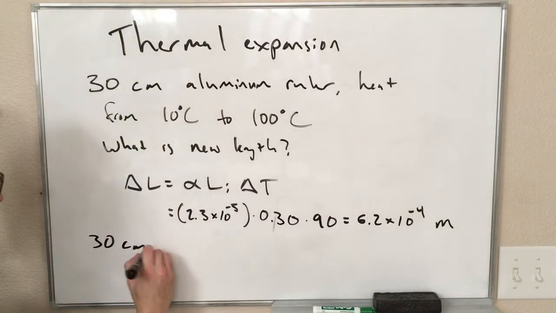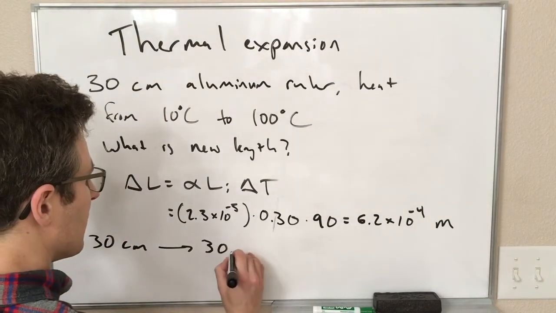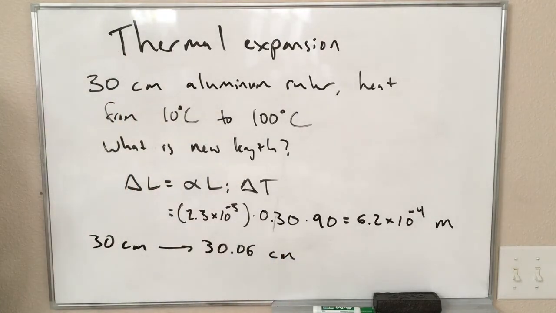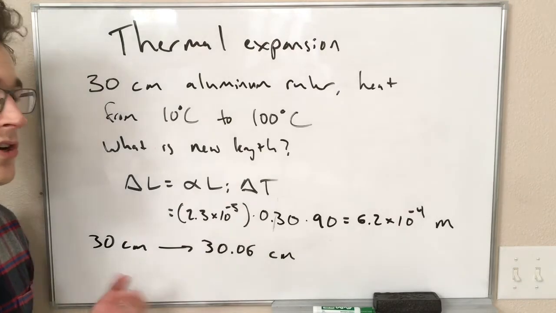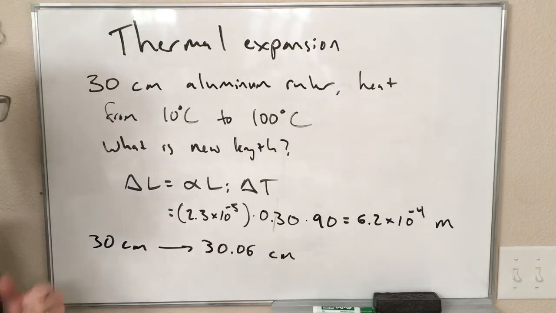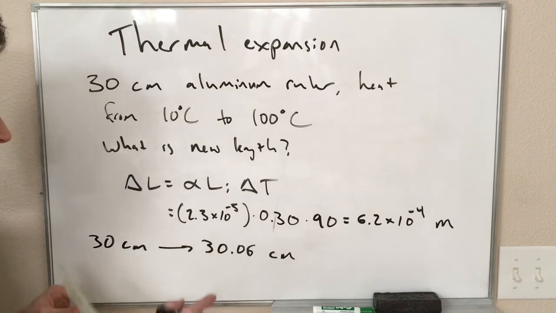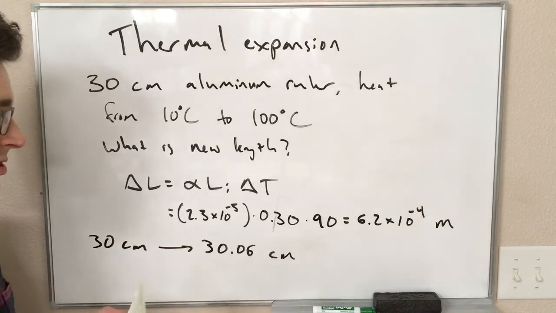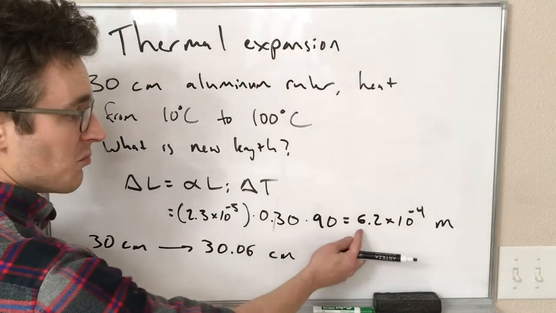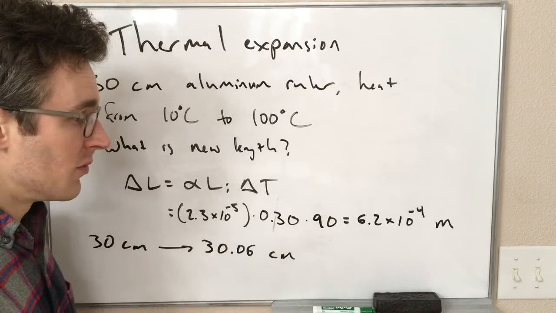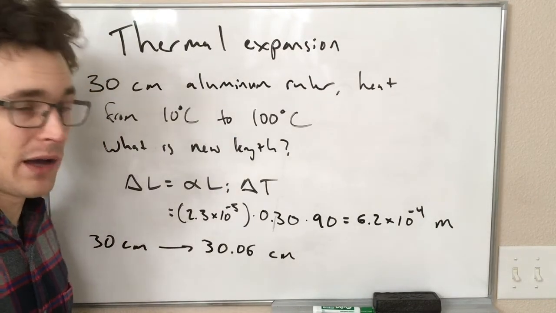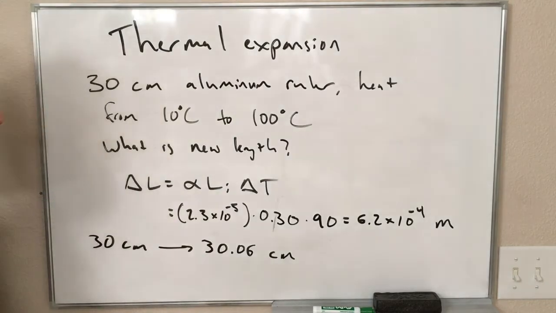So we go from 30 centimeters to 30.06 centimeters. So this is a pretty small change. This is not something we're likely to notice with our eyes looking at an object. But this is enough to make a difference. If we're measuring something around that size and we want to measure it to the nearest millimeter, this is more than half a millimeter. So this would change the amount we've measured by roughly a millimeter.